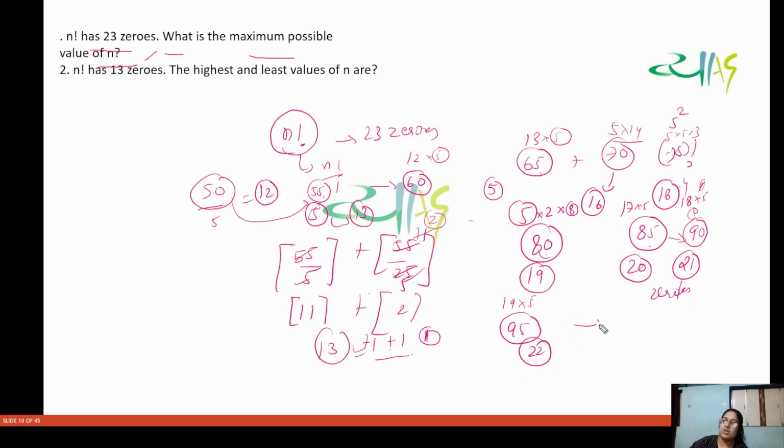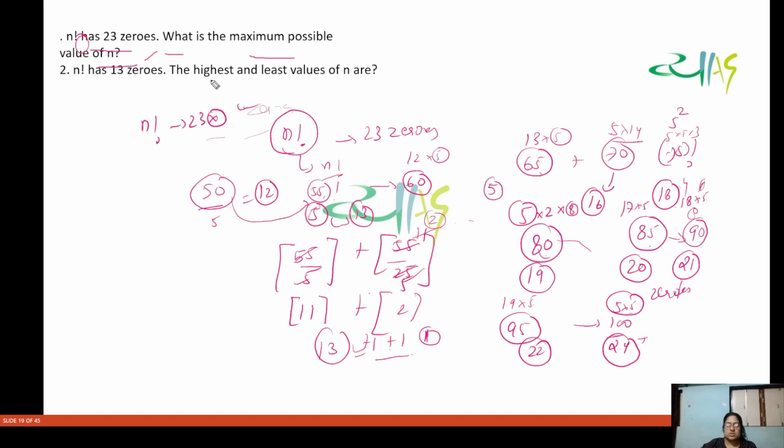Okay, now you have 100. And in 100 you have how many 5? You have two 5s. Okay, you have two 5s. So you get 24 zeros here. So there is no number n for which n factorial will give you 23 zeros. Okay, this is what I was trying to explain to you. That is why I came bit by bit here to explain how to calculate the number of 5s. Okay, so there is no number where you will get 23 zeros.